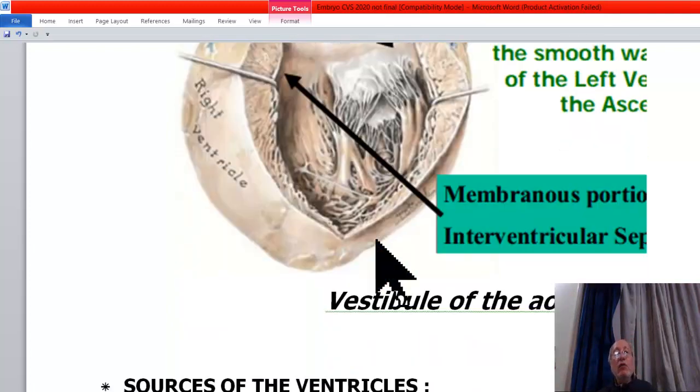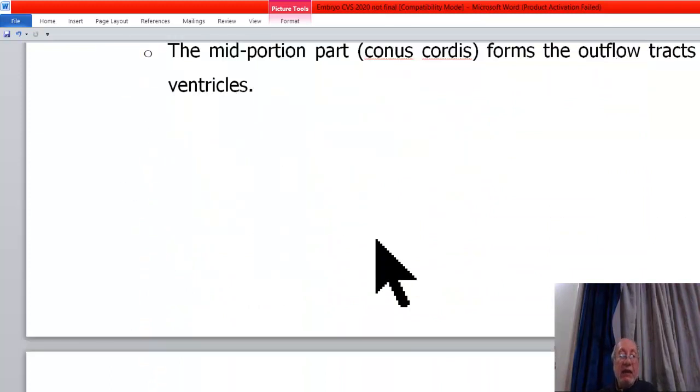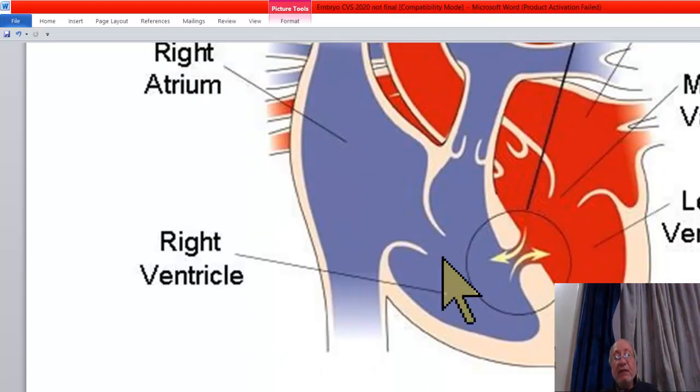Congenital anomalies of the ventricles: mainly presence of this defect. A defect in the interventricular septum is called ventricular septal defect. The ventricular septal defect may occur in the membranous part, or in the muscular part, or there may be complete absence of the interventricular septum. This is the development of the ventricle and its congenital anomaly.